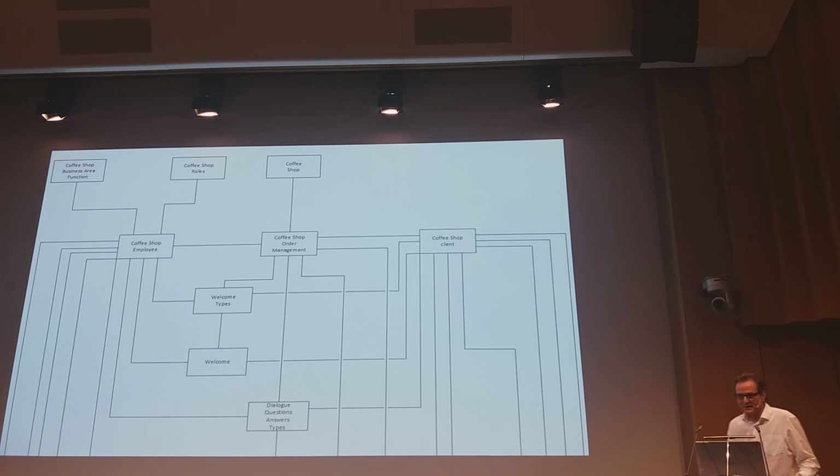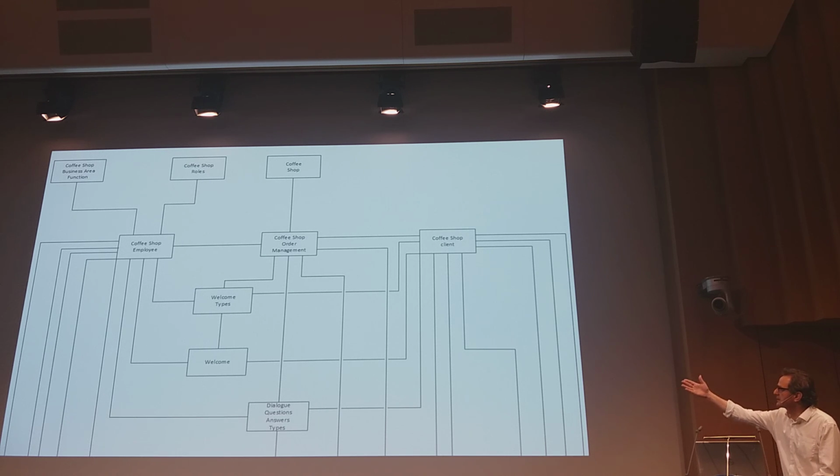So we have here now the overall CPW subject-object context diagram. You see above the coffee shop order management with the overriding purpose. Then on the left side you have the coffee shop employee. Above you have the coffee shop business area function, which is in this case sales. Then we have the coffee shop roles, which is assistant, could also be a director or executive director, or the head of, but he comes only one time a month, perhaps, I don't know. Then on the right side we have the coffee shop client.